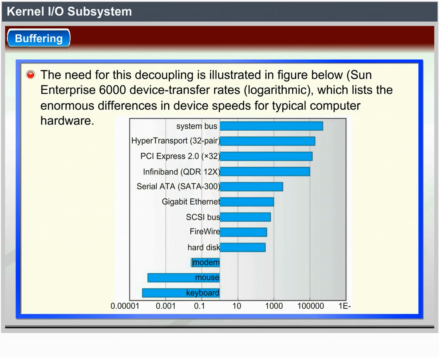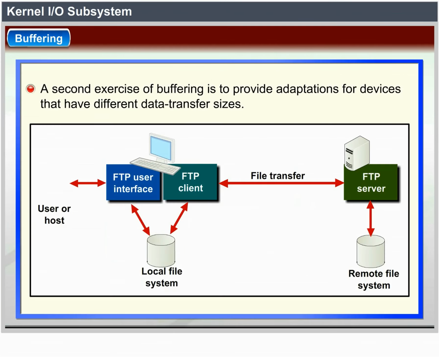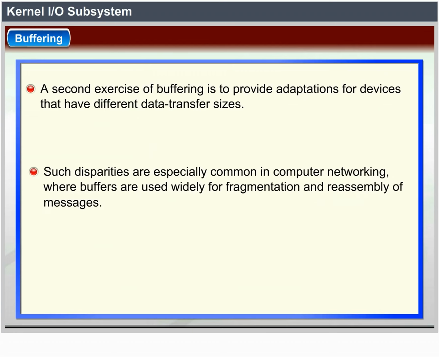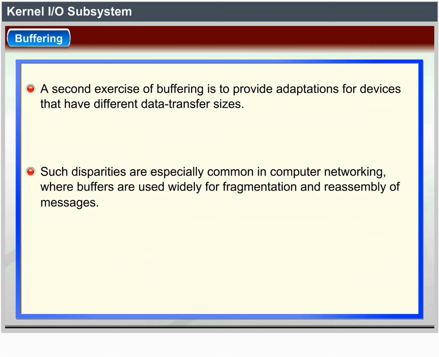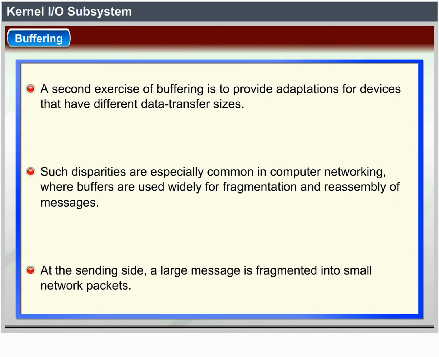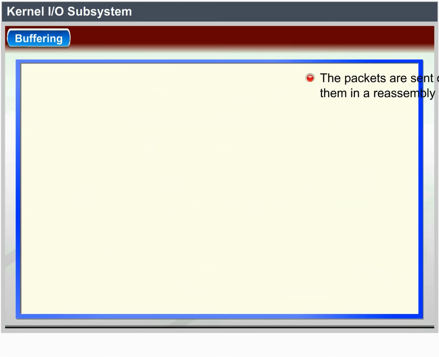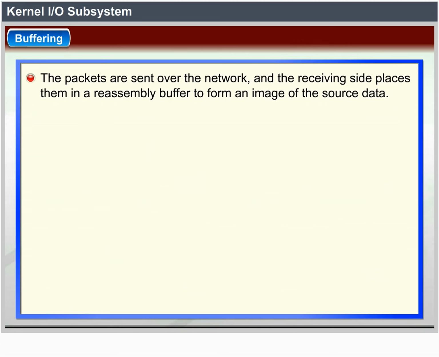A second use of buffering is to provide adaptations for devices that have different data transfer sizes. Such disparities are especially common in computer networking, where buffers are used widely for fragmentation and reassembly of messages. At the sending side, a large message is fragmented into small network packets. The packets are sent over the network, and the receiving side places them in a reassembly buffer to form an image of the source data.